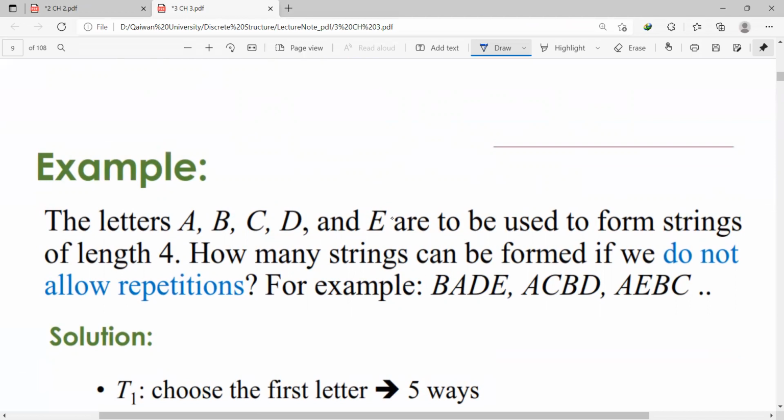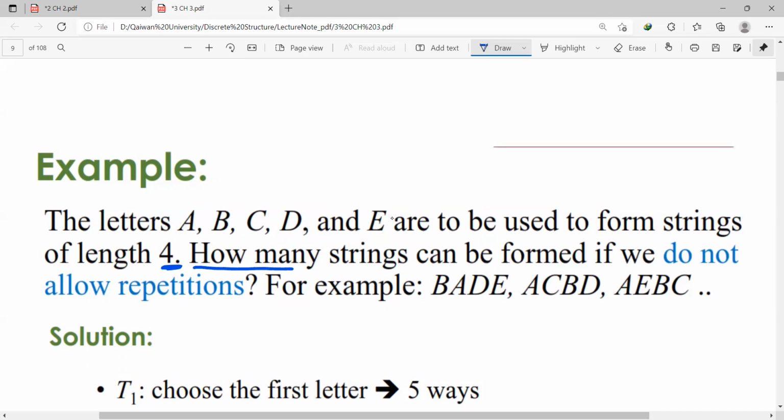We have another example. It says the letters A, B, C, D, and E. We have 5 letters to be used to form strings of letters of length 4. That means we are going to make words by using these 5 letters, and each word must have only 4 letters.